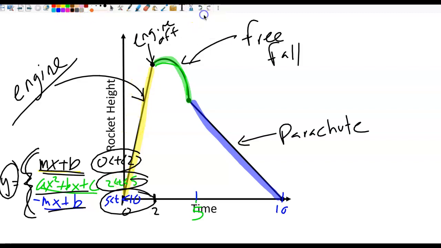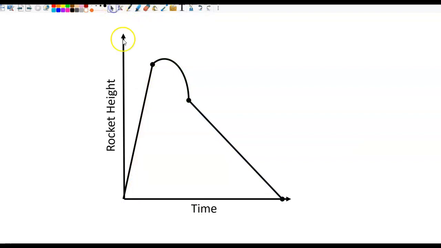Piecewise functions are really useful for modeling real life scenarios because in real life, kind of like on this rocket, different things are happening at different times, and we want to see the whole thing all at once. So that's a piecewise function.